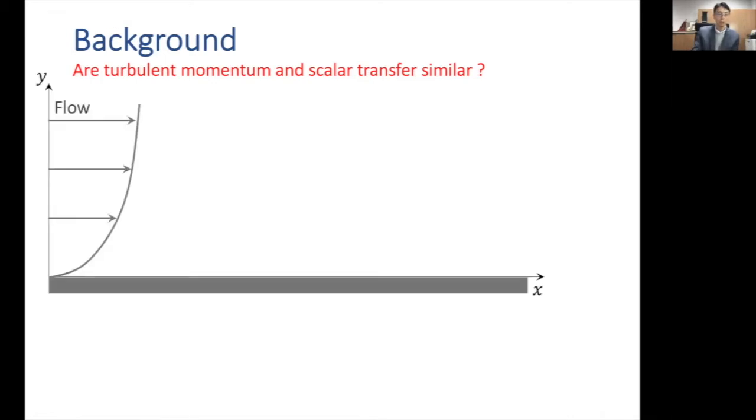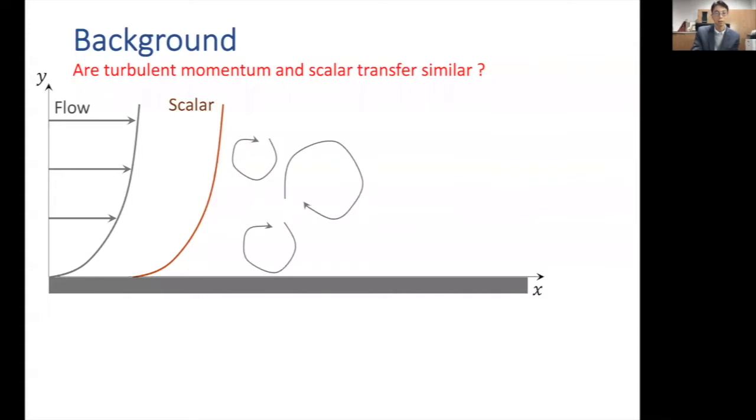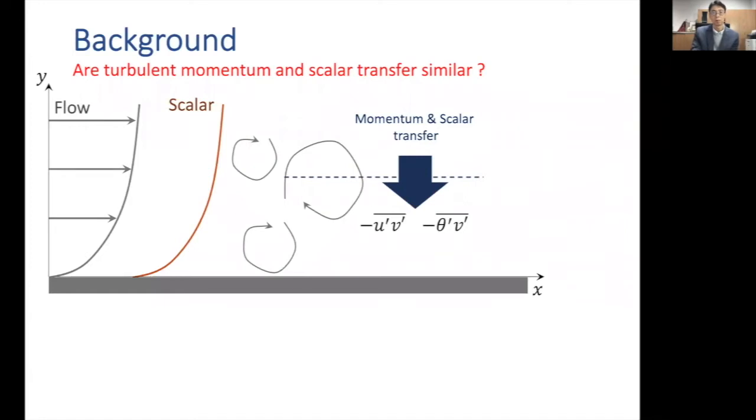So let's imagine flow over a flat plate, and we also have some scalar distribution, which might be a temperature or some concentration of chemical species, and we have turbulence. If you look at a certain location from the wall, we have momentum transfer and scalar transfer due to turbulence, which can be expressed by those equations. And because of these, we have wall friction and also wall heat flux.